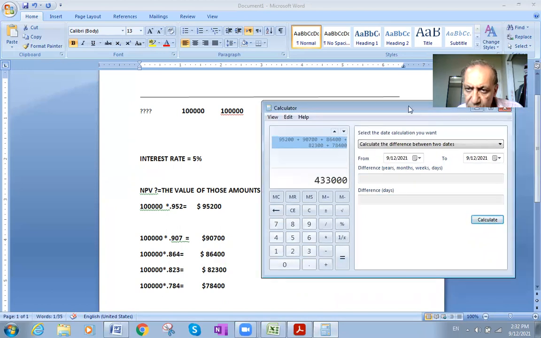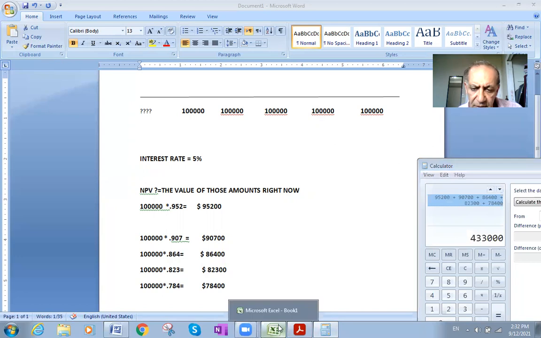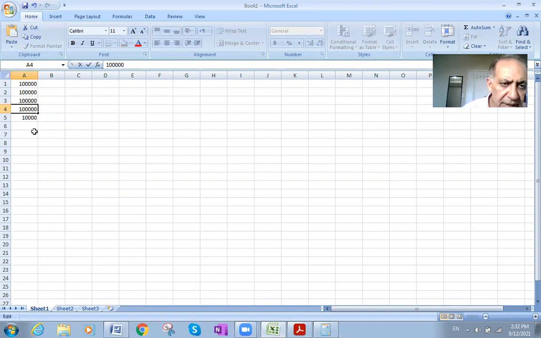Then now we'll calculate this using spreadsheets. We have 100,000. Let's add 10 here. So it will be 100,000. Then here also 100,000. Then here also 100,000, and here also 100,000, and here also 100,000. So all the amounts are 100,000.